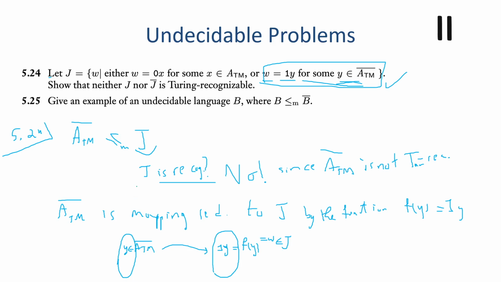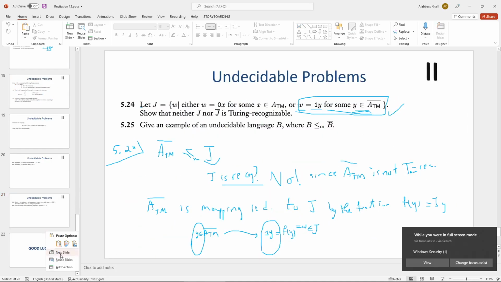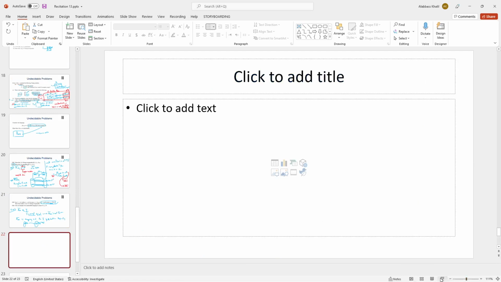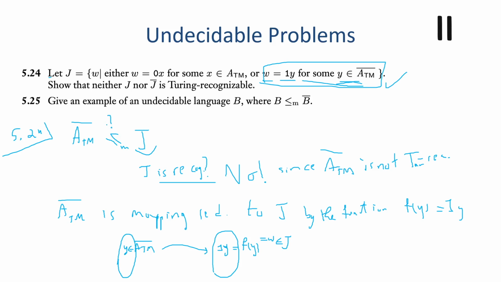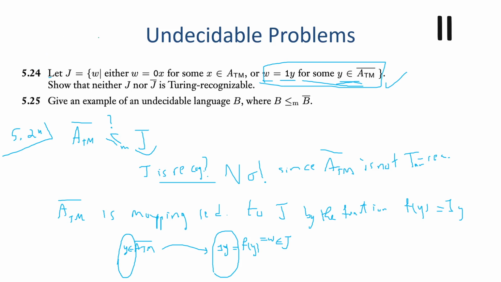And the other way around, why does that one work? Well, let me maybe put here a question mark, like we're trying to prove it. Is ATM complement mapping reducible to J complement this time? Yeah, it is. Why? Well, let's use the other part. Using the same logic, they're saying W equals 0x for some x in ATM. Well, what does that mean? Same logic. ATM is reducible to J, right? Why? By, let's maybe name it something else, g of x equals 0x.